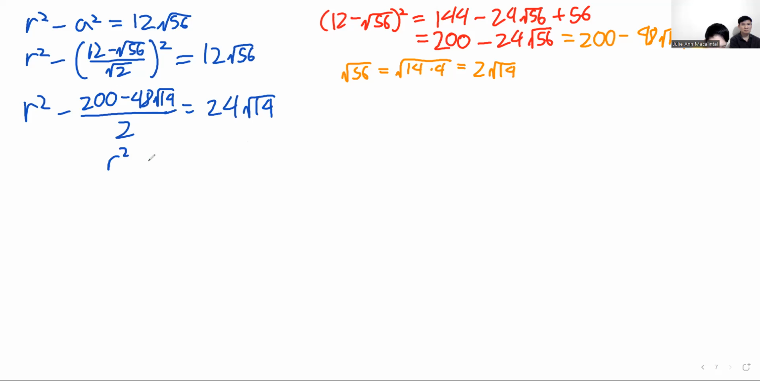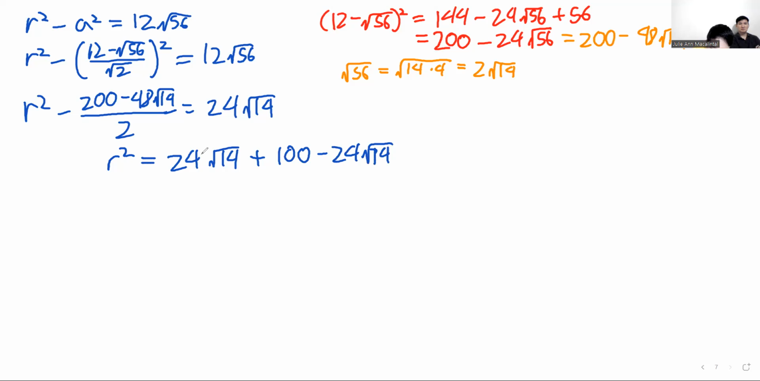R squared is equal to 24, it's minus anyway, so it will be plus here. Plus, we've simplified already. 200, 100, 100, minus, it's plus anyway. So this one. Don't skip a method. I just simplified it. Okay. 100 minus 24 square root of 14. Hey, magic. So it appears to be magic.